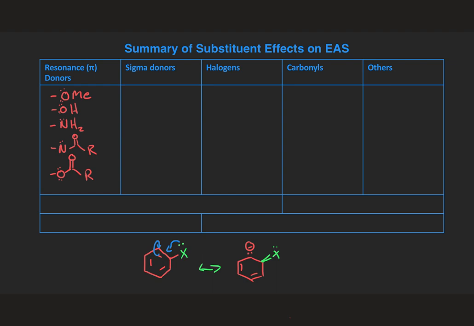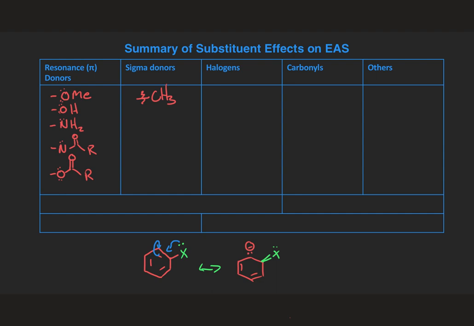Sometimes we've seen a sigma donor, and the primary sigma donor that we have seen is an alkyl group, like a methyl group. So if we put a CH3 there, the Wheland intermediate, when it's a methyl group, is still stabilized because you create a tertiary carbocation, but it's not stabilized through resonance.